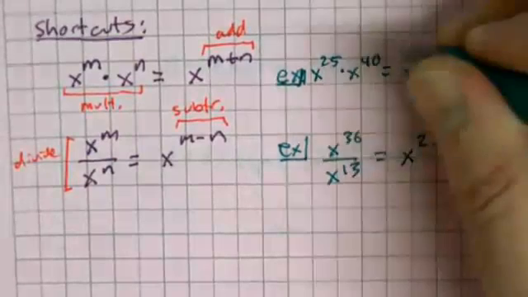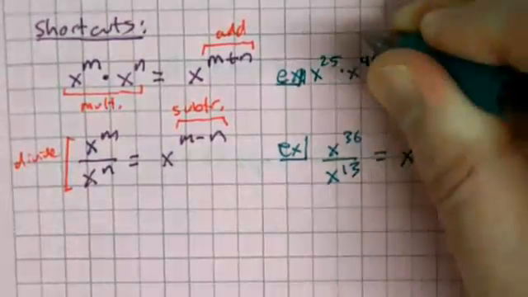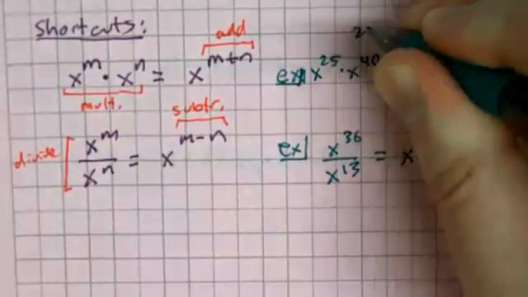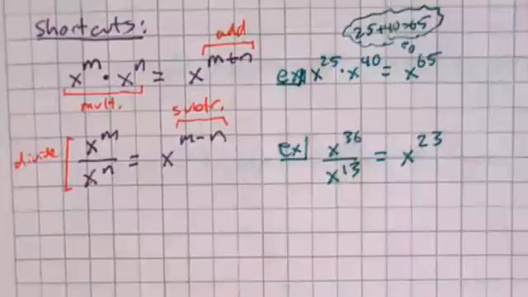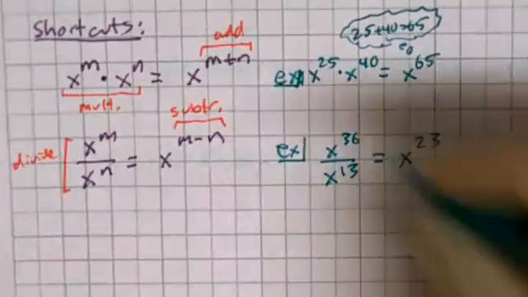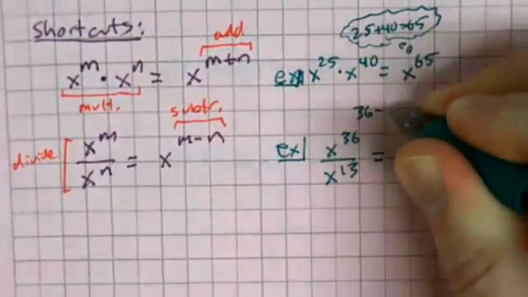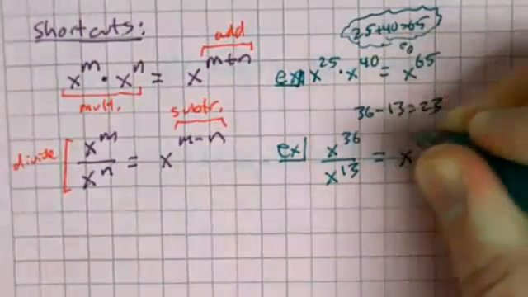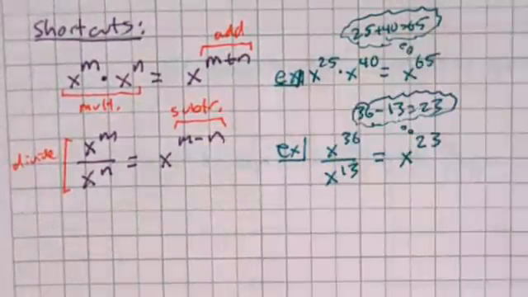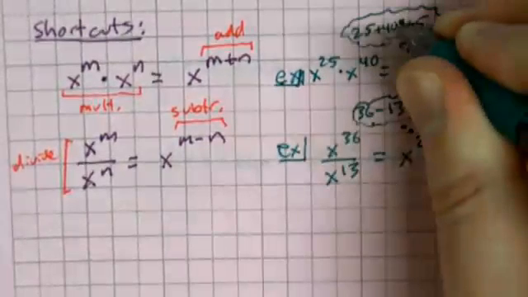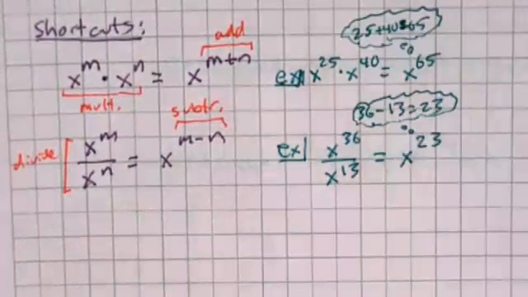I wonder, it might help me to have a little thought bubble here that says 25 plus 40 equals 65. And 36 minus 13 equals 23. I don't know, sometimes I just look at an example and I'm like, okay, I see a couple numbers there. I don't know where I got that number from though. So it's nice to know what I was thinking when I did it. Again, your notes, your choice.